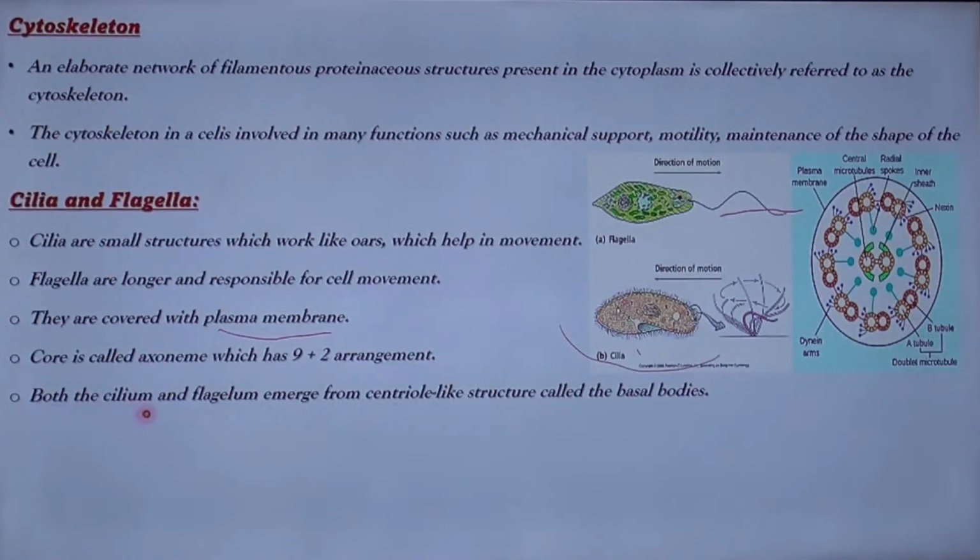Both the cilium and flagella emerge from centriole-like structures called the basal bodies. So we call this the basal body. With flagella we said the basal body and hook are there. In this basal body, both the flagella and cilium are arranged in the structural form of 9+2.